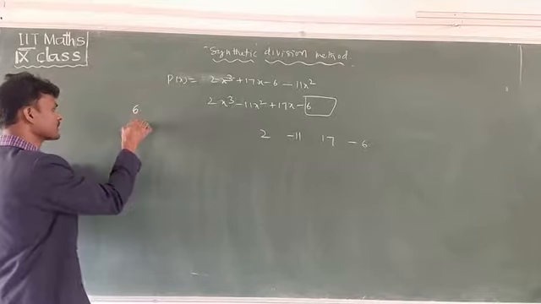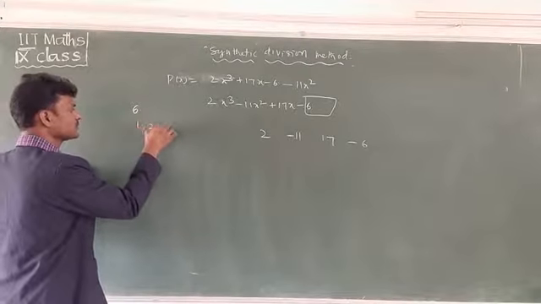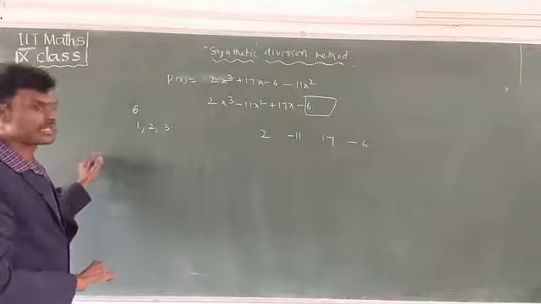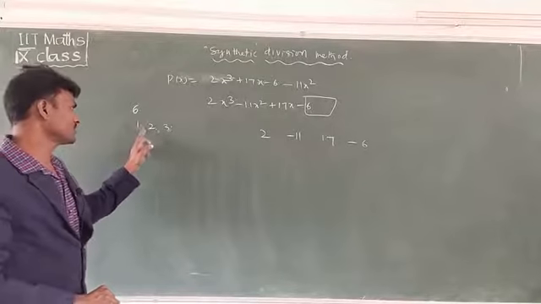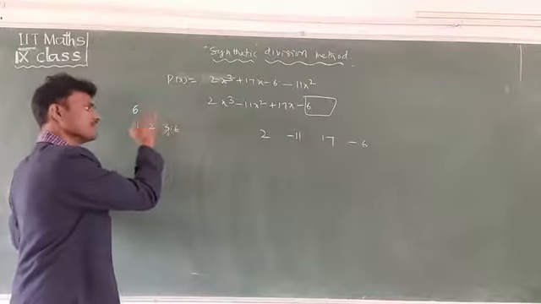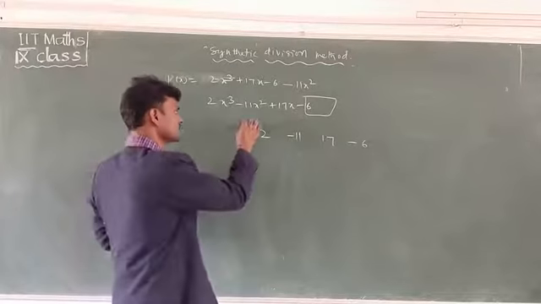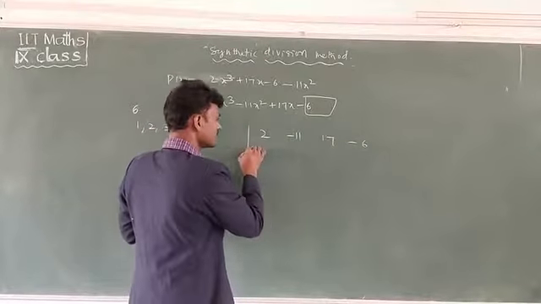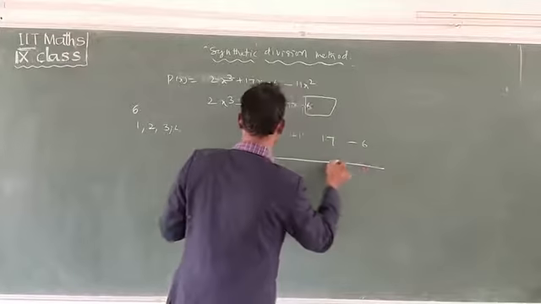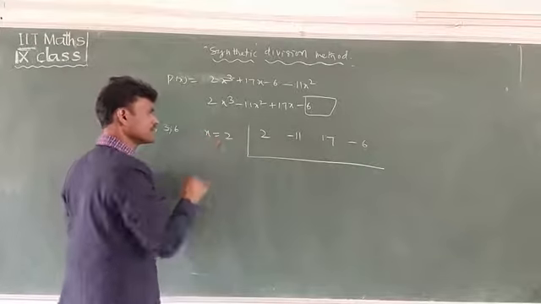For 6, its factors are 1, 2, 3 and 6 also. Now you can test here. 1 is not possible. Then 2 you can take here. X is equal to 2 you can write.